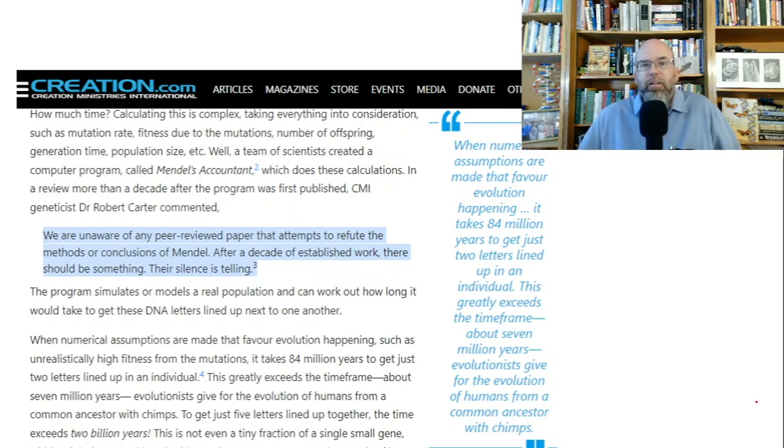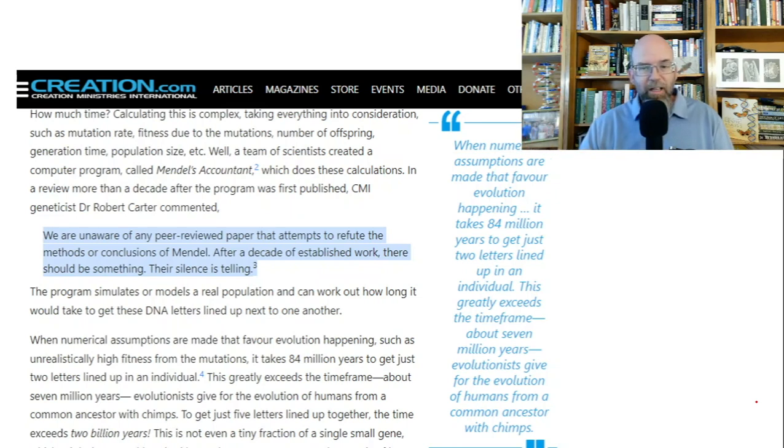Well, then he's saying this greatly exceeds the time frame, about 7 million years, that evolutionists give for the evolution of humans from a common ancestor with chimps. So much less any other species being able to evolve, although creationists do believe that species do evolve, but by a somewhat different process. But that's a rabbit trail we're not going to go down.